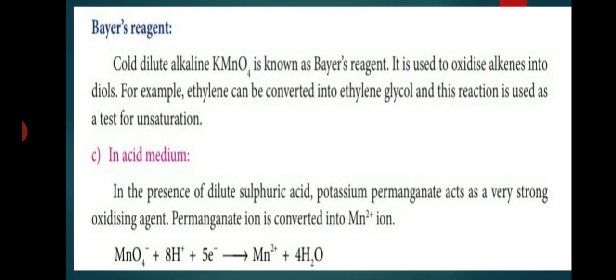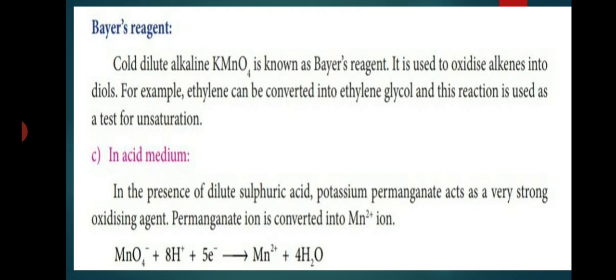Then Bayer's reagent. Cold dilute alkaline KMnO4 is called Bayer's reagent. We have to take potassium permanganate and dissolve it in cold water containing a little base, alkali. Then the solution is called Bayer's reagent. It is used to oxidize alkenes to diols.